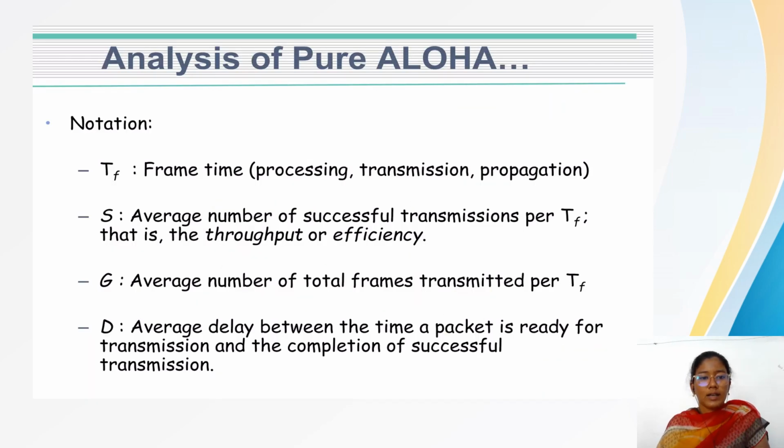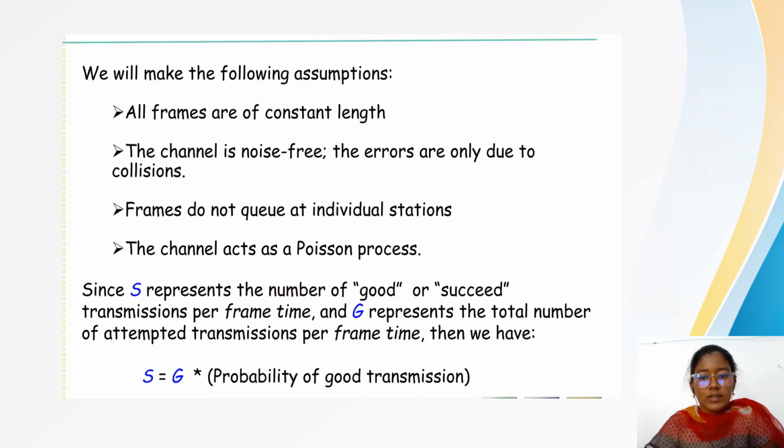Analysis for pure ALOHA. Here the notations are: Tf is the frame time, and S signifies the average number of successful transmissions. We will make the following assumptions. All frames are of constant length. The channel is noise-free. The errors are only due to collisions. Frames do not queue at the individual stations. The channel acts as a Poisson process.